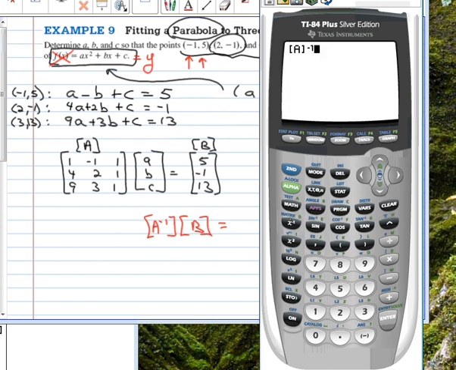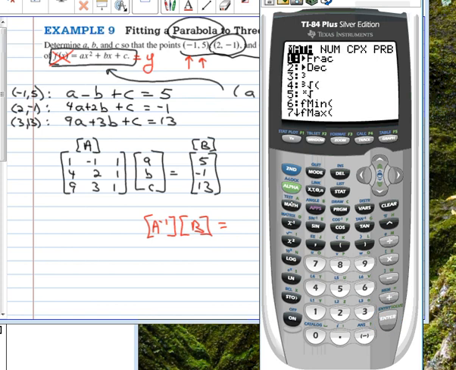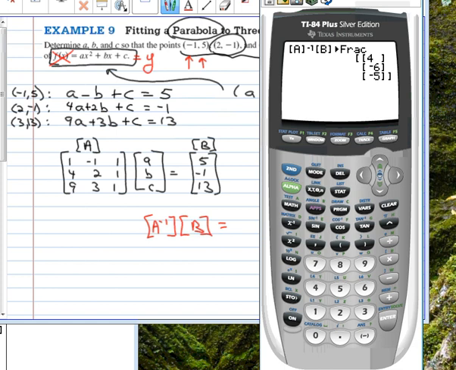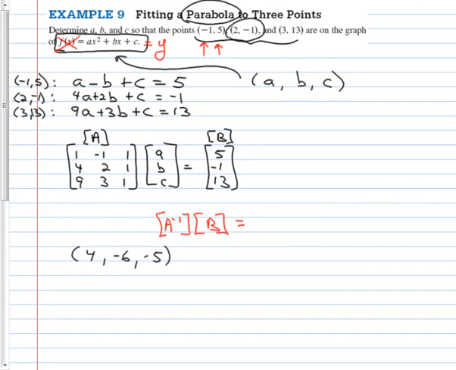Invert my matrix A, multiply it by my matrix B, in case there are any fractions hanging around. Four, is this the same answer as you got? C. So the equation ax squared, 4x squared, plus bx, minus 6x, plus c, minus 5. That should be a parabola.